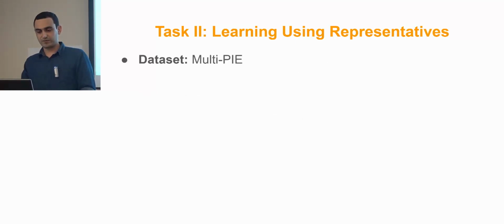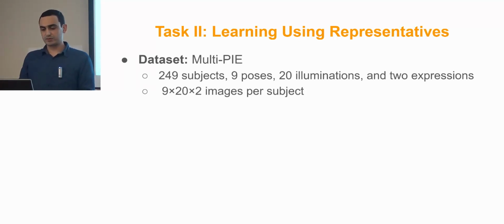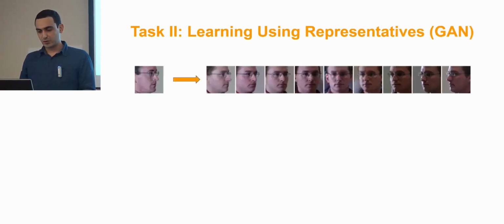So for the first set of experiments, I'm using the Multi-PIE face data set. There are 249 subjects, 9 poses, 20 illuminations, and 2 exposures. So we have about 360 images per subject. For the feature space, we use PCA to project the images onto a lower dimensional space, which is a 200-dimensional space.